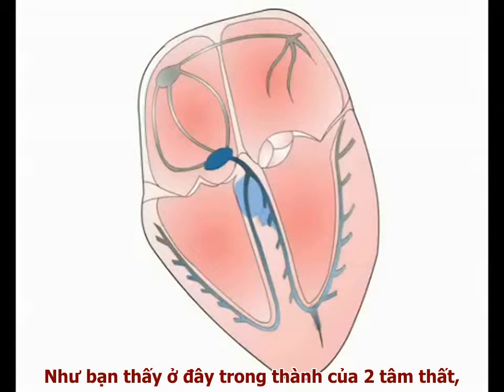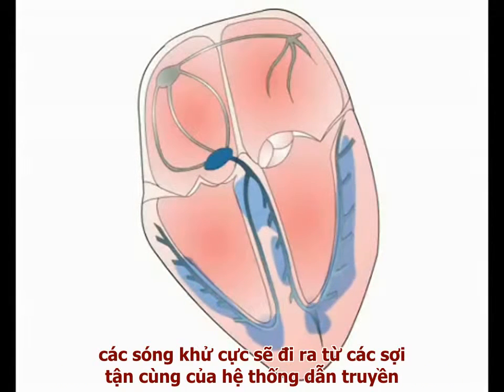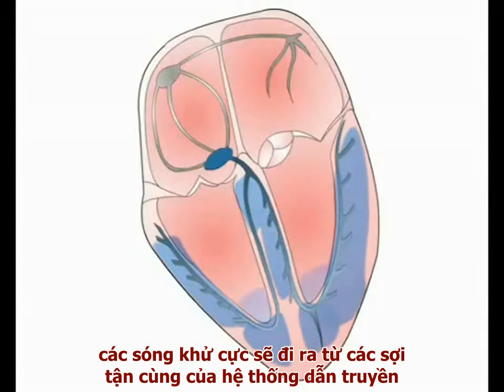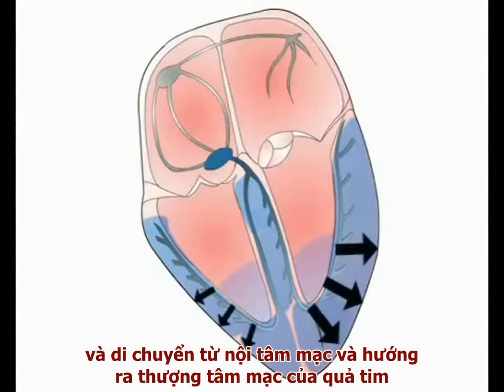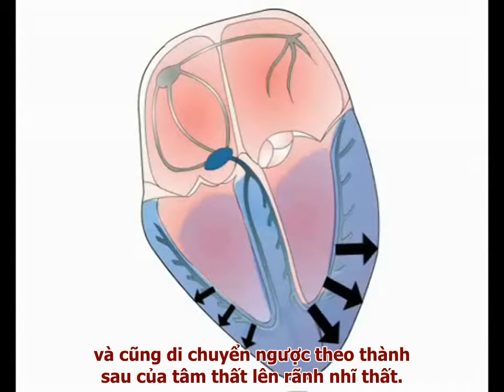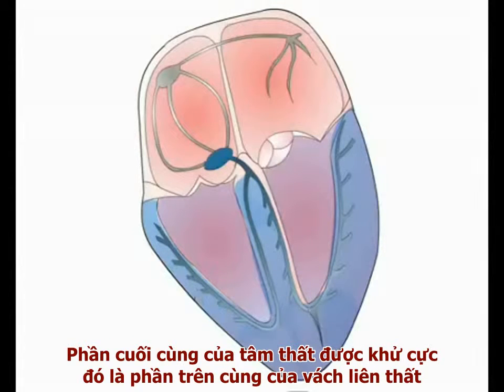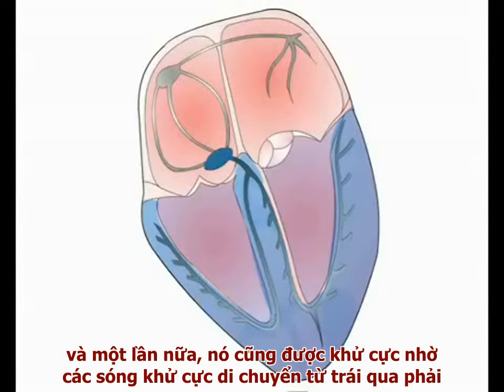As you can see here, in the walls of the ventricles, depolarization spreads from the terminal fibers of the conducting system outwards from the endocardium towards the epicardial surface of the heart, and also back along the ventricular wall to the atrioventricular groove. The final piece of muscle to depolarize is the upper part of the interventricular septum, and again this occurs by movement of current from left to right.